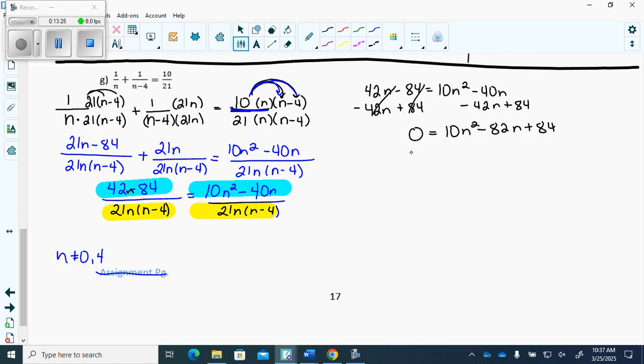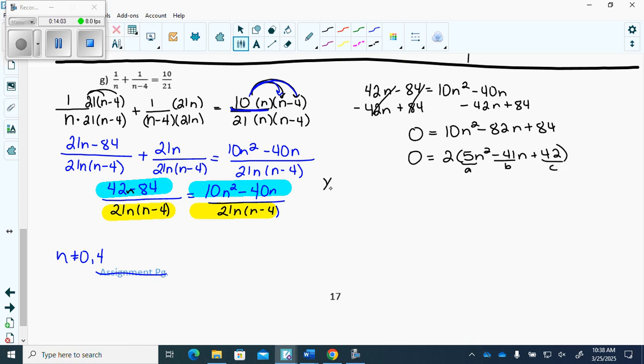But I can do what? Let's get a 2 out and knock it down a little. So I get 5n squared minus 41n plus 42. And then if factoring is overwhelming, what can we do? Nope. I know what you're thinking, but no, not called that. Quadratic formula. So this would be my A, this would be my B, this would be my C.